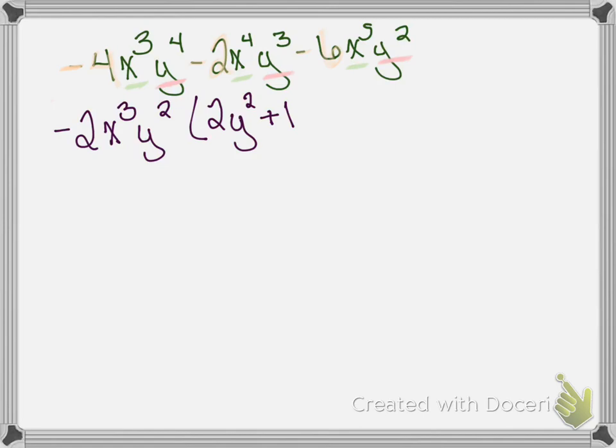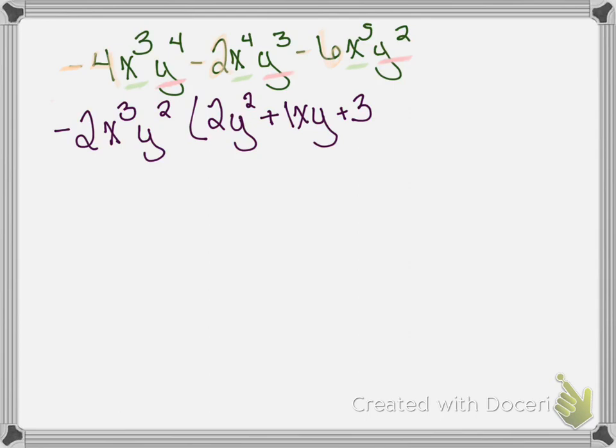Okay? So now I've got x to the third times what gives me x to the fourth? Good, and it's just x to the first, but we don't have to put that 1. Y squared times what gives us y to the third? Good. Okay, and we're going to do it one more time. -2 times 3 gives me -6.